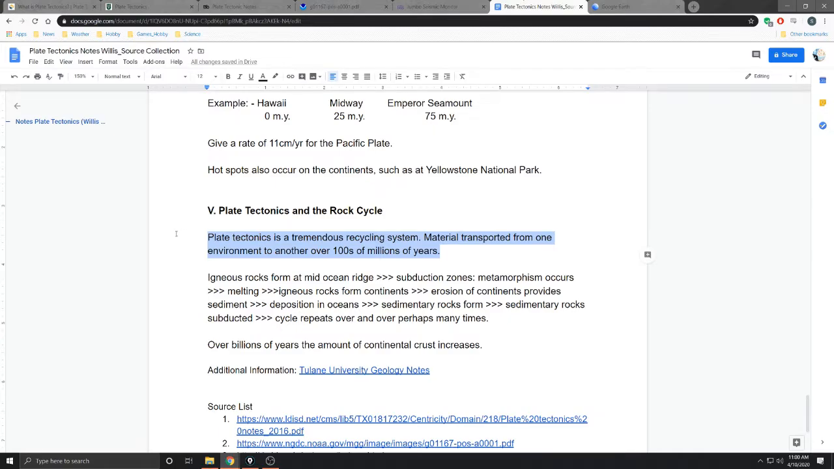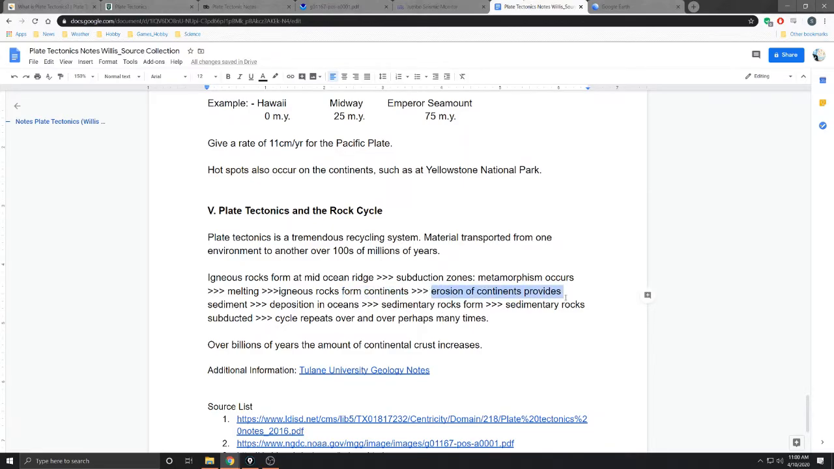So this is how we know that the rock cycle is a continuous process. Igneous rock forms at mid-ocean ridges. It gets subducted, and metamorphism occurs. So you're going to get lots of heat and pressure at these areas where they get pushed against each other. Some of it's going to melt. It's going to create igneous rock, and that's going to form granite, igneous granitic rock.